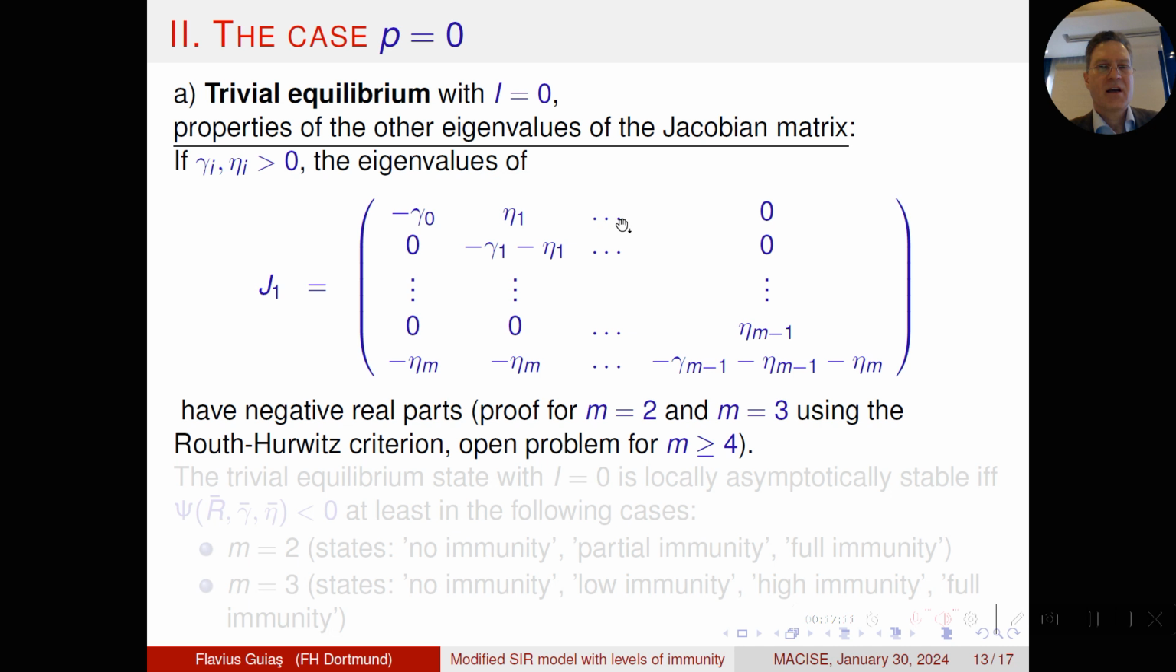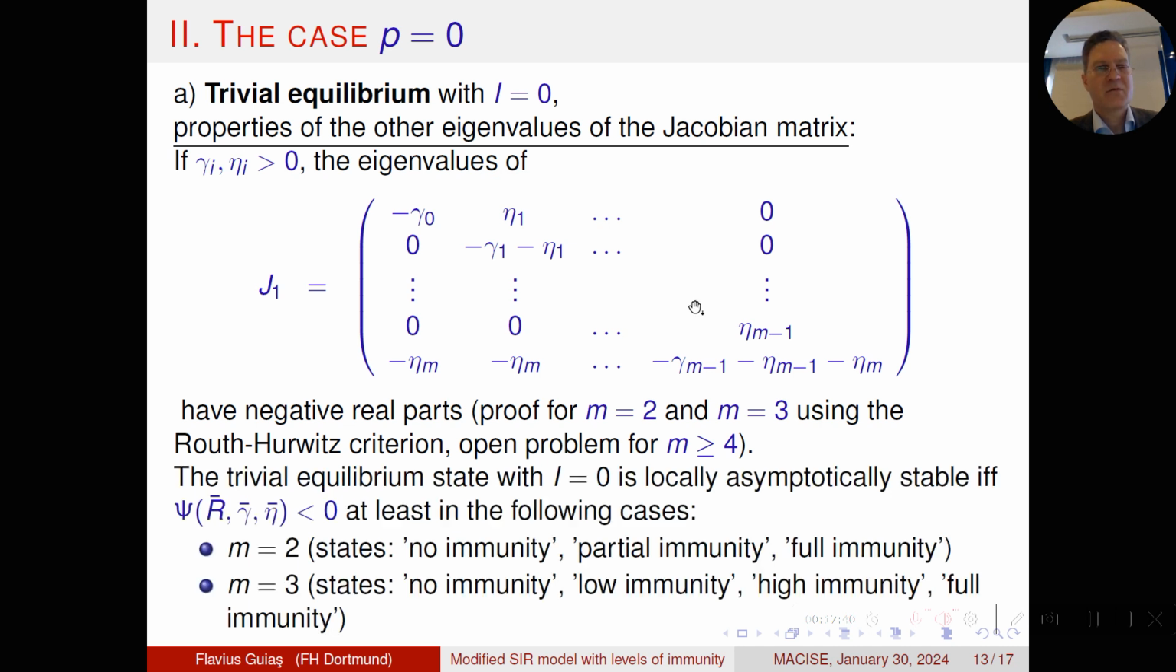Now, what about the other eigenvalues of the Jacobian matrix? They are the eigenvalues of this matrix, of this type. It doesn't look too nasty in this case, but we can prove that they have negative real parts using the Routh-Hurwitz criterion. I don't get into details. You can prove it for m equal to 2 and m equal to 3. Probably it's true also for larger m, but the calculations are complicated, because here you have to compute a characteristic polynomial explicitly, and you have to get some properties of certain determinants.